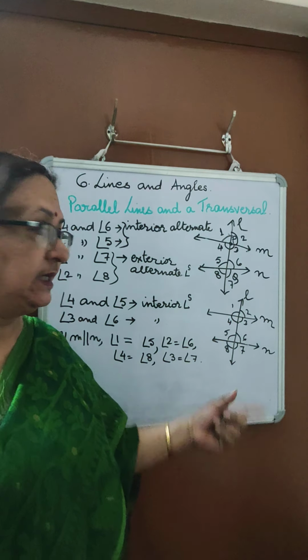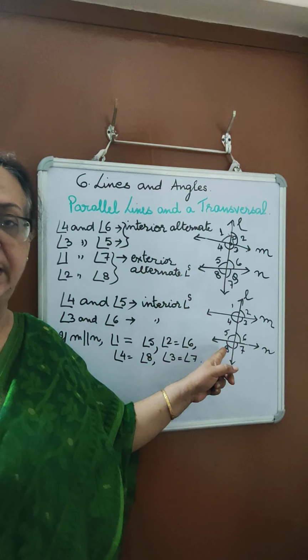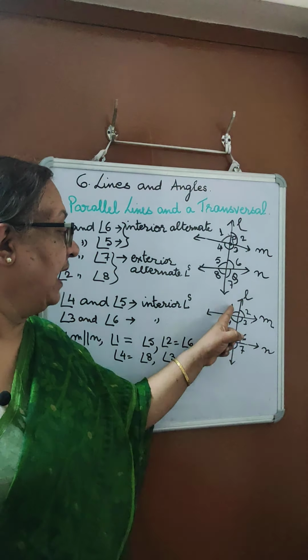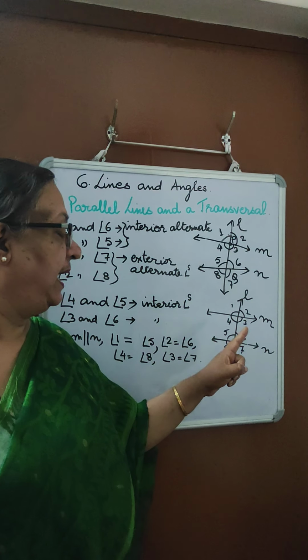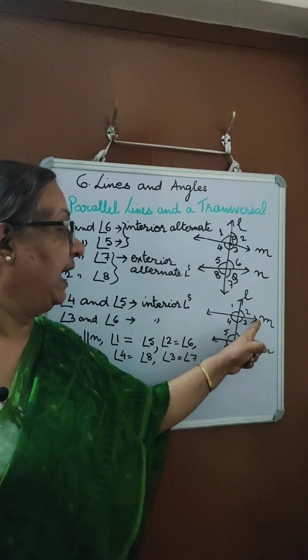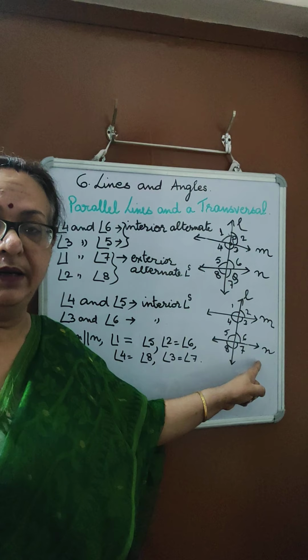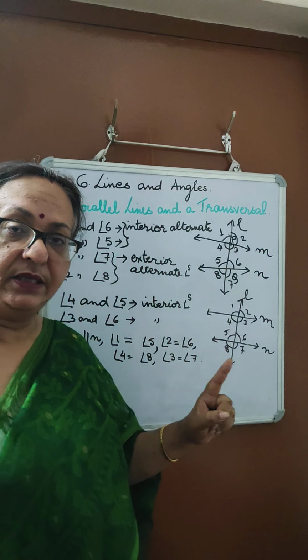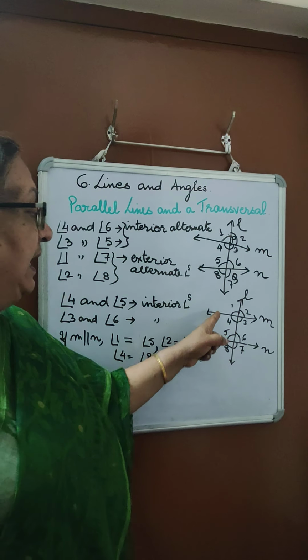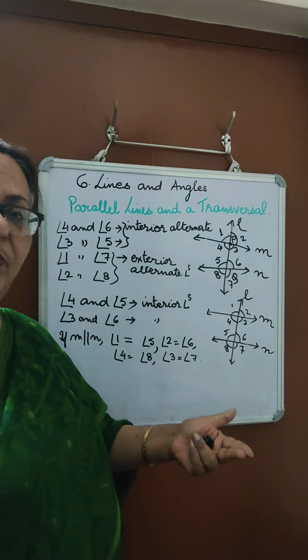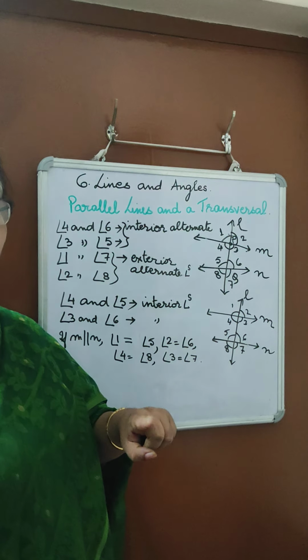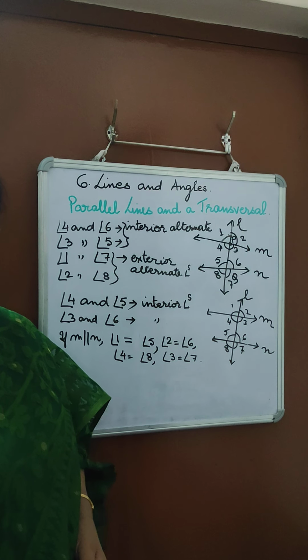Not only this, we can tell its converse, that is, if corresponding angles are equal, what can you say about the lines? The lines are parallel. That is, suppose I say if angle 1 is equal to angle 5, then you should be able to understand that means M is parallel to N. Clear, students? If lines are parallel, corresponding angles are equal. Just the opposite, if corresponding angles are equal, lines are parallel.